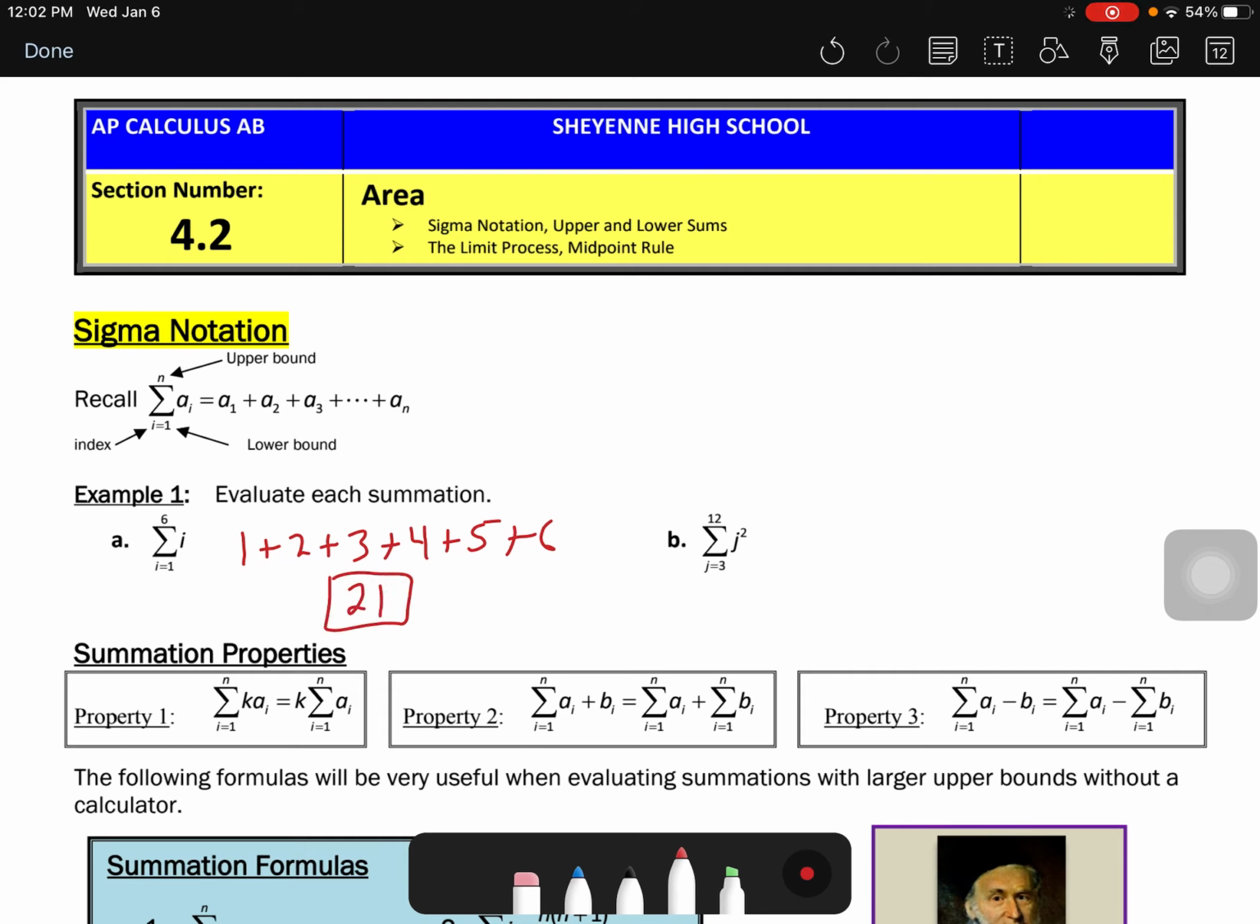Now, in the next one, same idea. We're adding up all the numbers from 3 to 12, but the function that we're putting them into is squaring, so it's j squared. We're going to square each of these numbers and then add all of the ones from 3 to 12. These examples are just getting used to what that sigma notation means. So we'd have 3 squared plus 4 squared plus 5 squared all the way up to 12 squared.